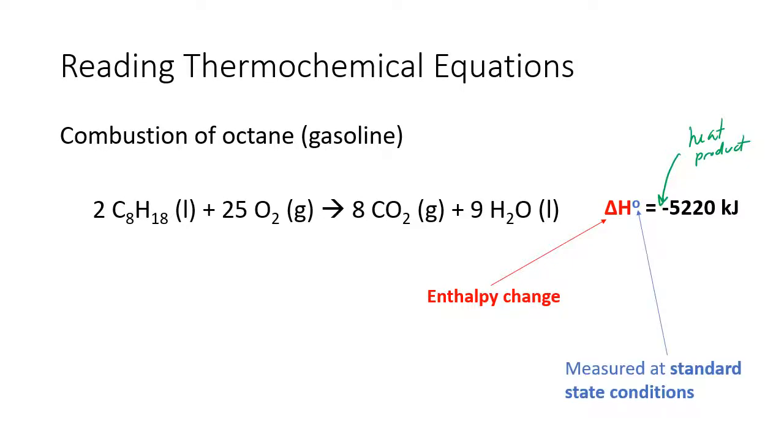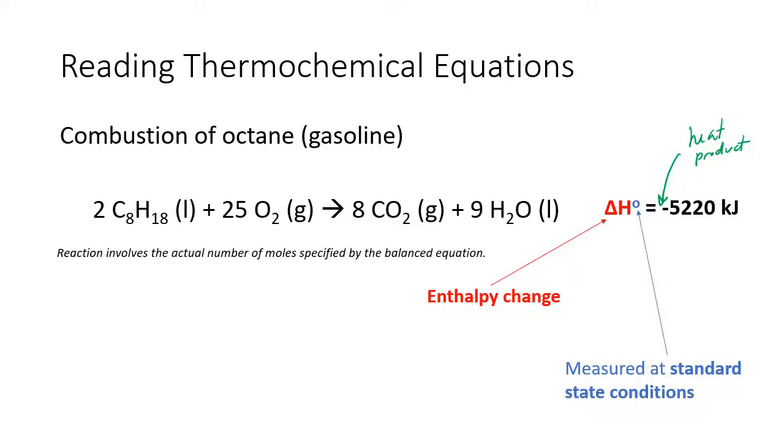Enthalpy change is represented by delta H, and the superscript naught symbol that you see means that this reaction was run at standard state conditions when that enthalpy value was measured. We'll talk about what those standard state conditions are in a few minutes. We can use our balanced chemical equation along with the enthalpy change listed in order to write some conversion factors.